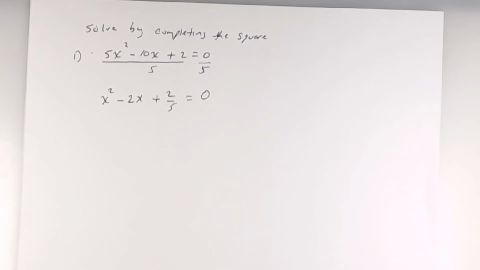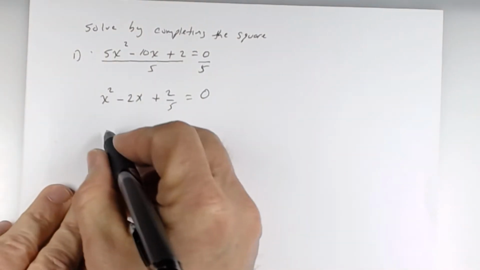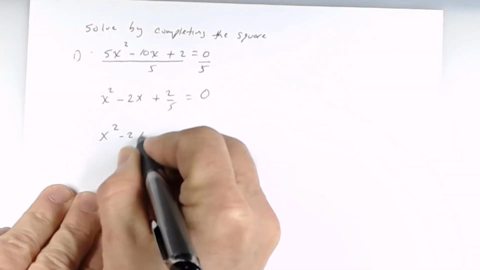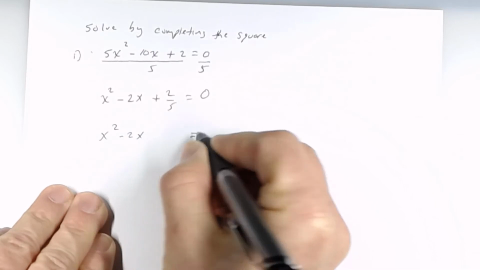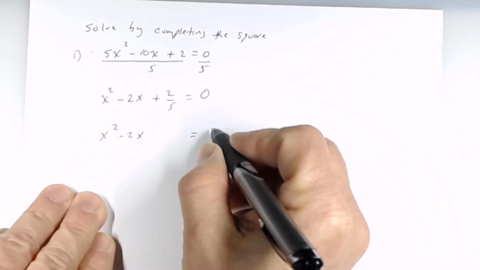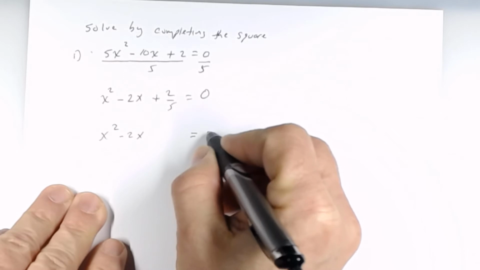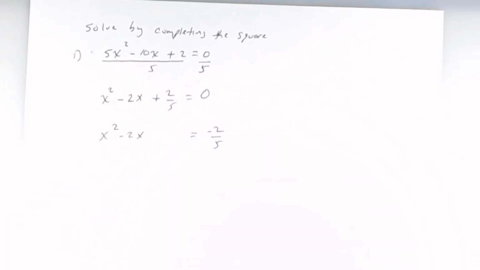Okay, so now what's the next step? If you recall the steps you had to perform. All right, subtract 2/5 from both sides. I know this is going to be challenging. So x squared minus 2x, and that's going to equal what number? Negative 2/5. That's correct.